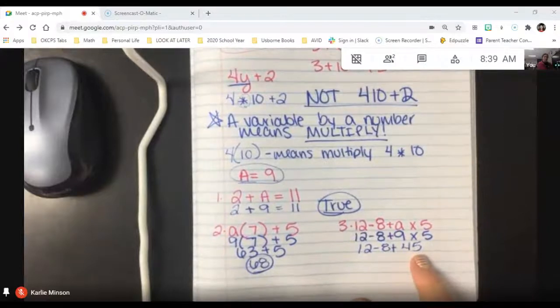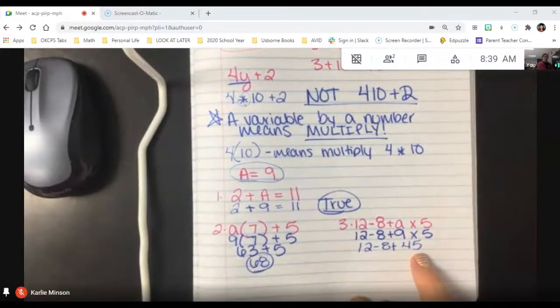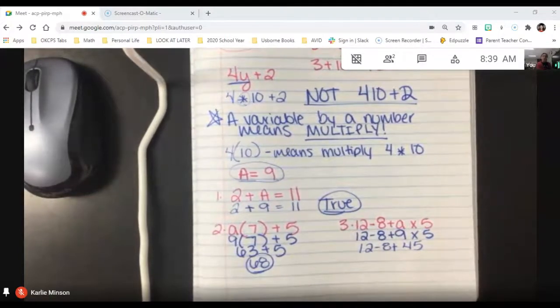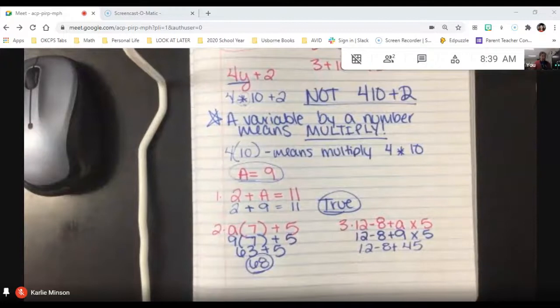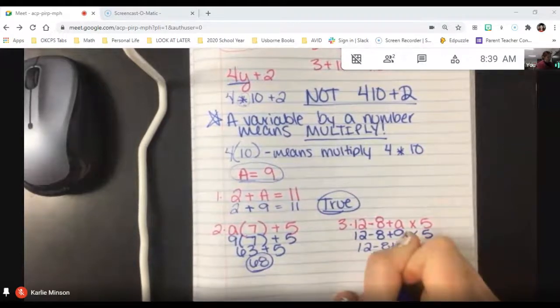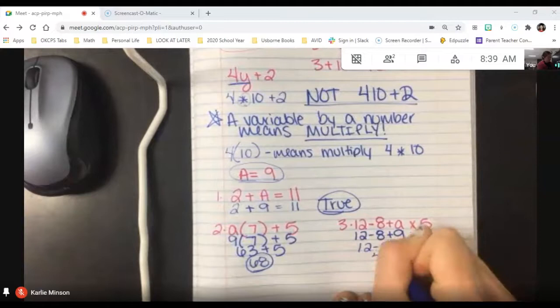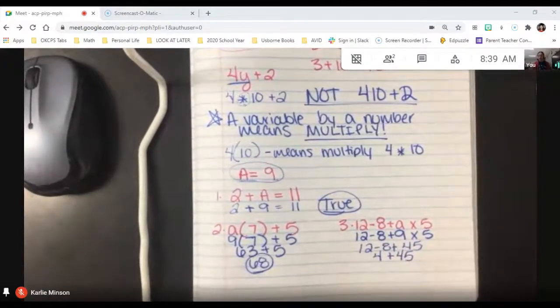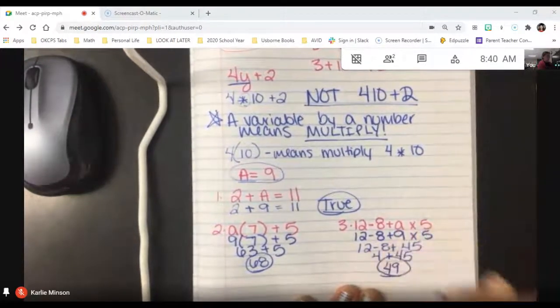We have no more multiplication or division, so we can move on to addition and subtraction. And when we do addition and subtraction, we do them in the order they appear from left to right. So since subtraction comes first in our expression, we need to do subtraction first. 12 minus 8 is 4. We bring down the plus sign and the 45. And lastly, we have 45 plus 4, which gives us 49.